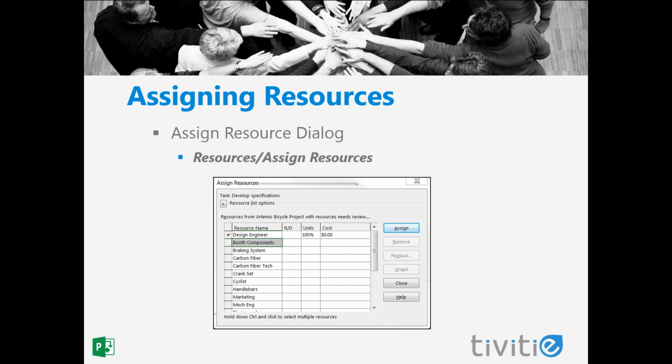I can actually select multiple tasks and multiple resources to all be assigned at the same time, assuming those tasks need the same resources on them. By default, if I use this approach, Project will assign the resource at 100%, that we can see here under units. If you want that resource assigned at something less than that, you can type in a units value, and then when you click Assign, Project will use the units value that you typed in.